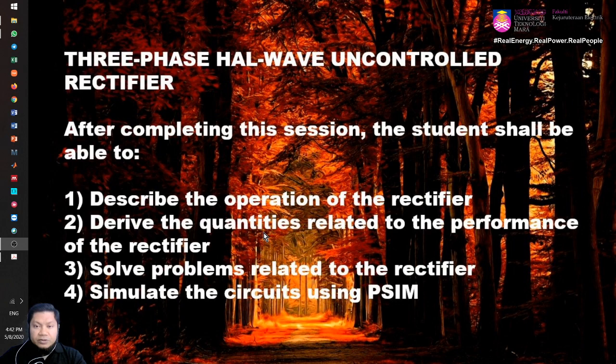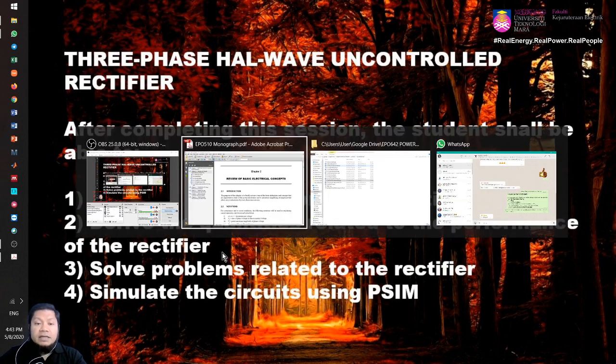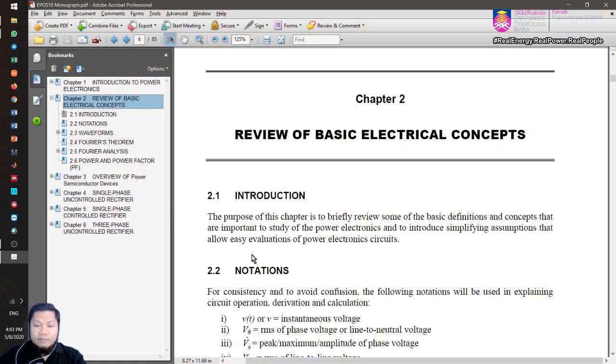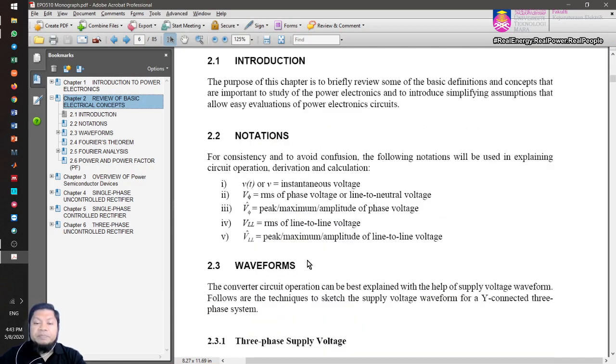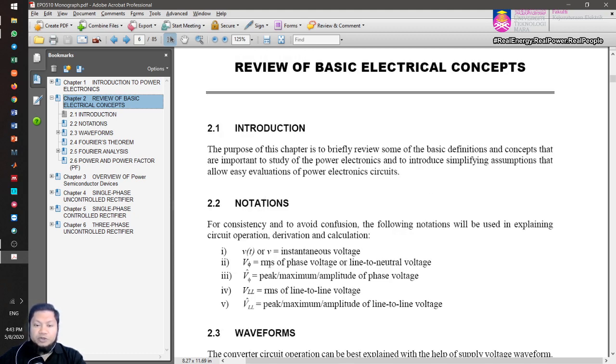Before we proceed to the three-phase half-wave uncontrolled rectifier, let's have a quick recap on the basic electrical concepts. I would stress the use of the notations when we derive later on. We're going to use symbol notations, and for three-phase it's very crucial that we maintain the notations as in this chapter 2.2.